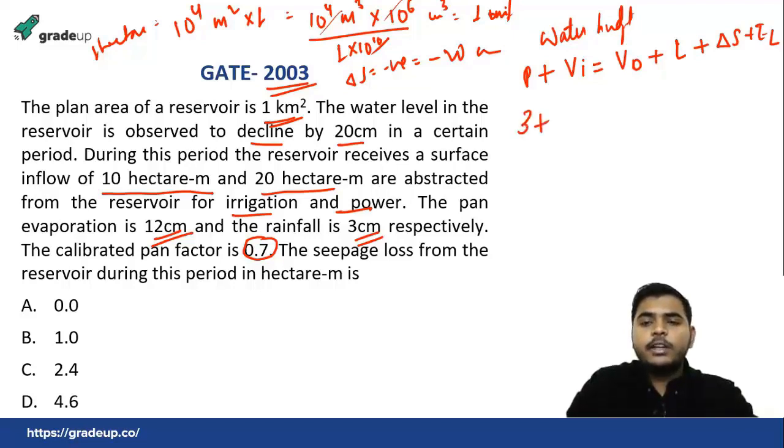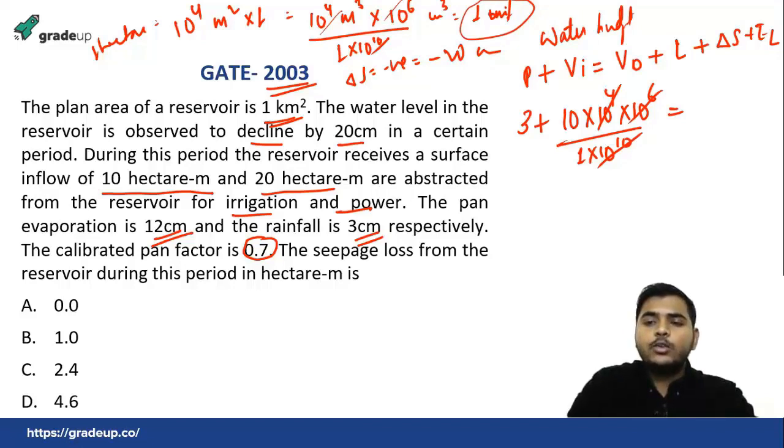Now 10 hectare meter, we will convert it: 10 hectare meter is 10 to the power 4 meter cube, and then we will multiply it by 10 to the power 6. This will give centimeter cube, divided by area in centimeter square. So this will be 1 into 10 to the power 10. So this will get cancelled and we will be left with only 10. That's why I was telling 1 unit. 1 unit we have directly calculated as 1 into 10. 10 hectare meter is given, so 10 units.